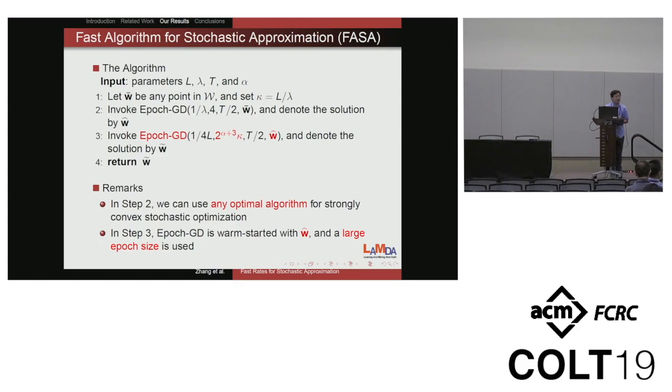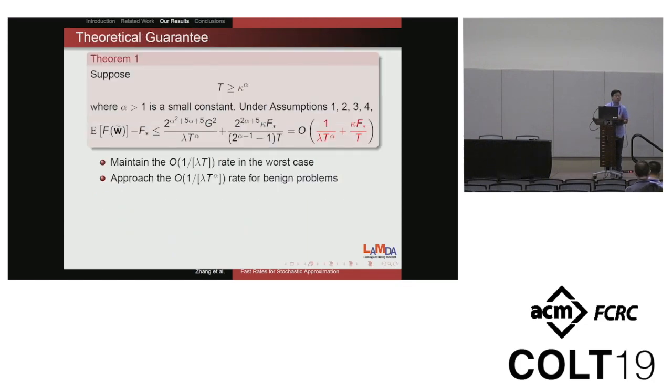Given the fact that W hat is already a very good solution, so we use a larger epoch size, 2 to the power of alpha plus 3 and times kappa. Because it's already very good, we utilize it more times to update for this long epoch. And the solution is denoted by W tilde.